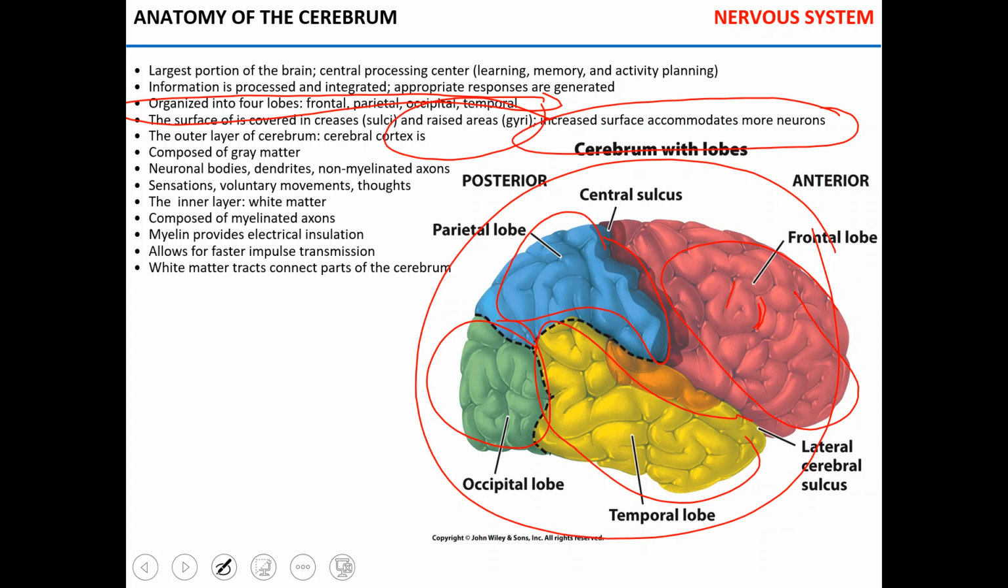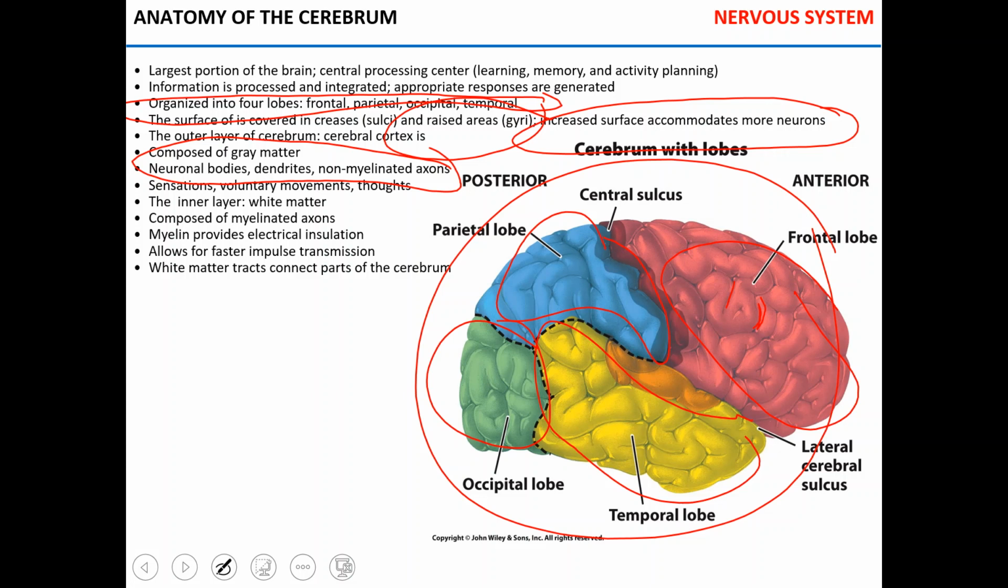The outer layer of the cerebrum is called the cortex. It's composed of the gray matter, which is basically non-myelinated parts of the neurons, bodies and dendrites, non-myelinated axons. That gray matter is what actually controls things like sensations, voluntary movements, thoughts, and so forth.